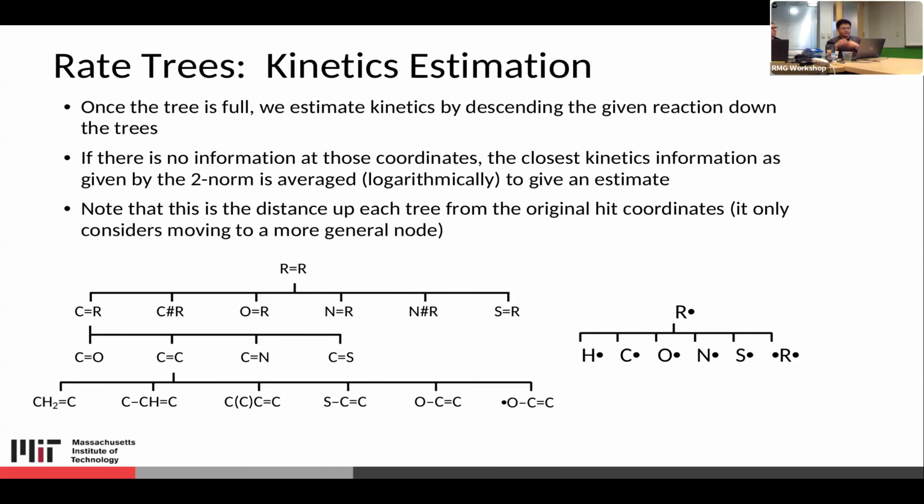Once the tree is full doing it that way, we estimate the kinetics by descending down the given trees. If there's no information at each of those coordinates, the closest information that we can get is used from up the tree. Basically, if there's no kinetic information possible from a certain node coordinate pair, you estimate it by what's closest to it, just going up the tree.